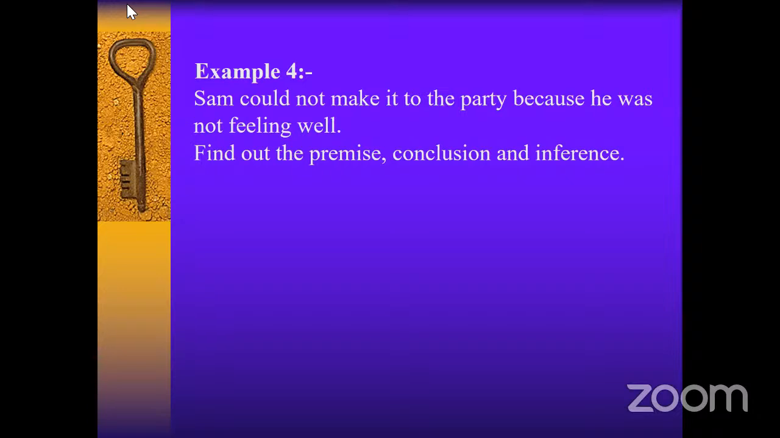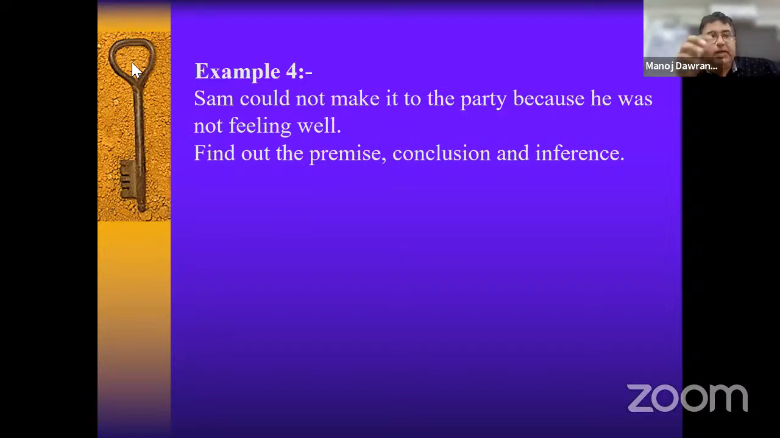All right. Now, what is it? Sam couldn't make it to the party because he was not feeling well. Please understand, he was not feeling well. Your health is bad, that is the premise. Your health is bad, therefore you couldn't go to the party. You're not feeling well, as a premise. You couldn't make it to the party, is that the conclusion? No. One, I'm not feeling well. Second, I couldn't make it to the party. So I'm assuming that one needs to be well to go to the party. Are we clear or not?